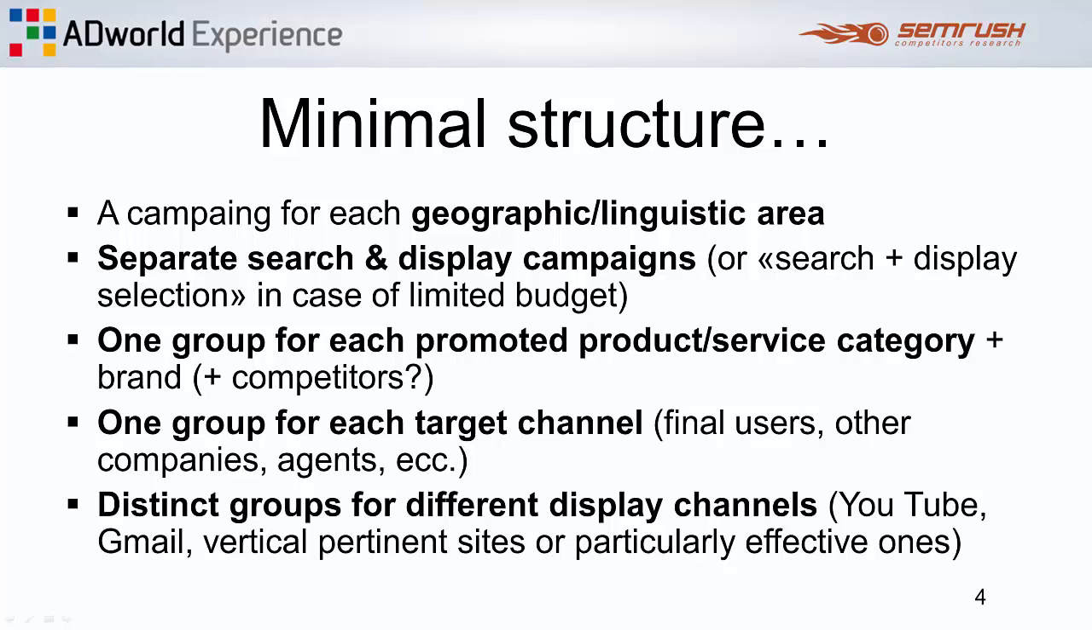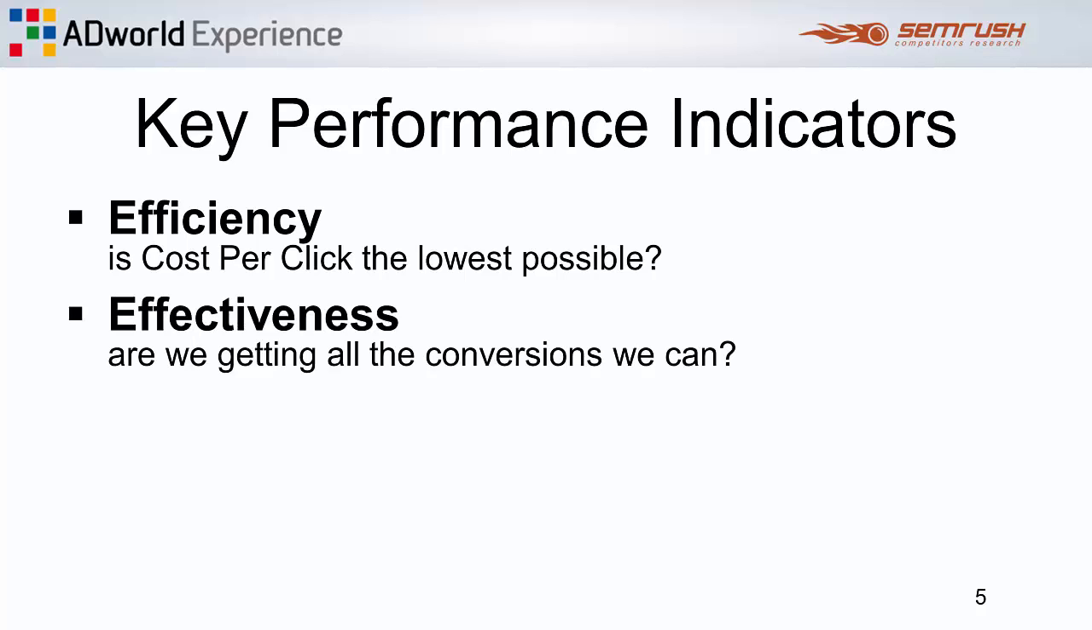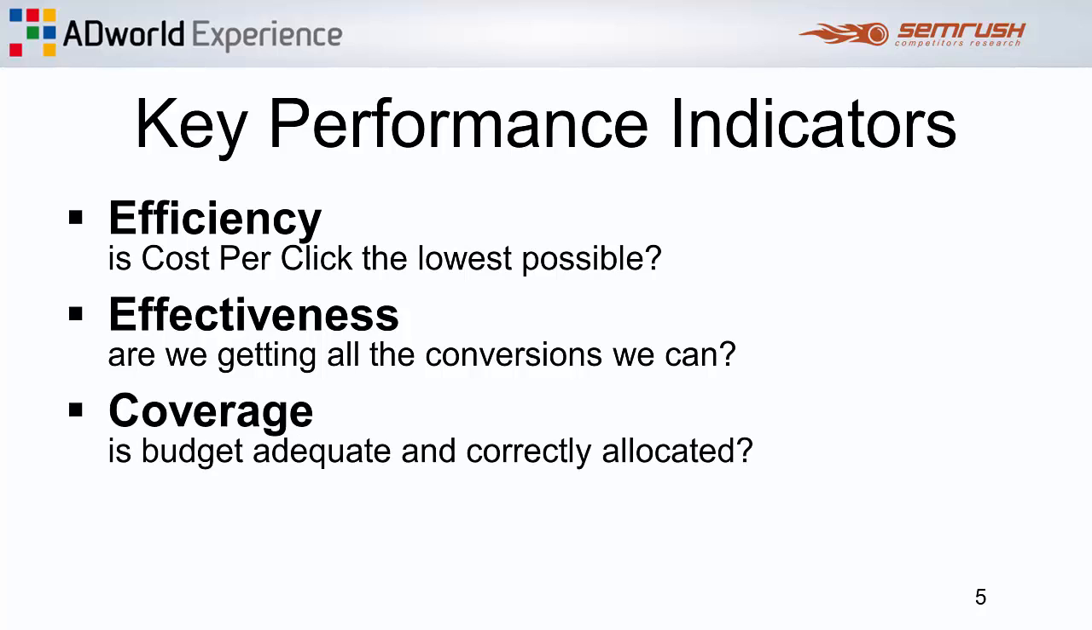Given these premises, which are the key performance indicators we have to consider to measure our account optimization level without complicating too much our process of measuring? These key performance indicators are efficiency. We have to find the answer to the question: are cost per clicks the lowest possible with those keywords and ads? Effectiveness: are we getting all the conversions we can have? Coverage: is my budget adequate to my campaigns, and am I using it in the right campaigns on the right channels?